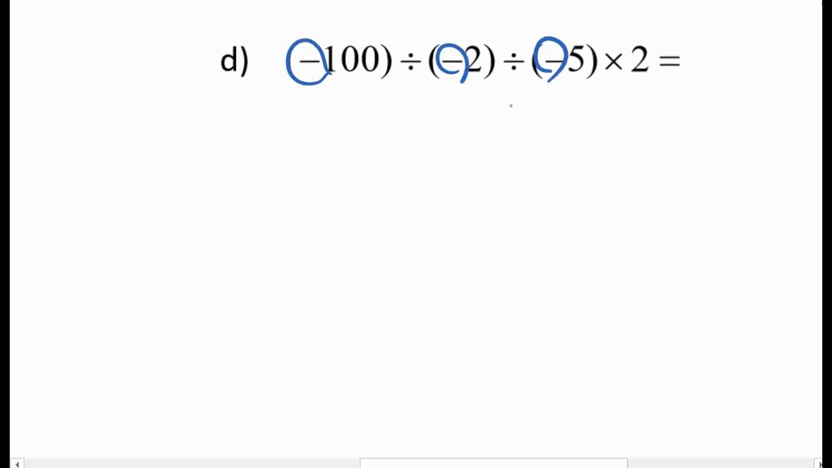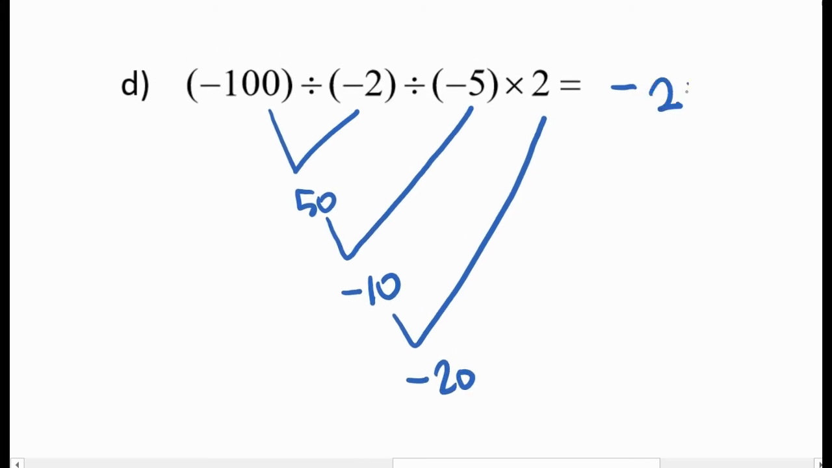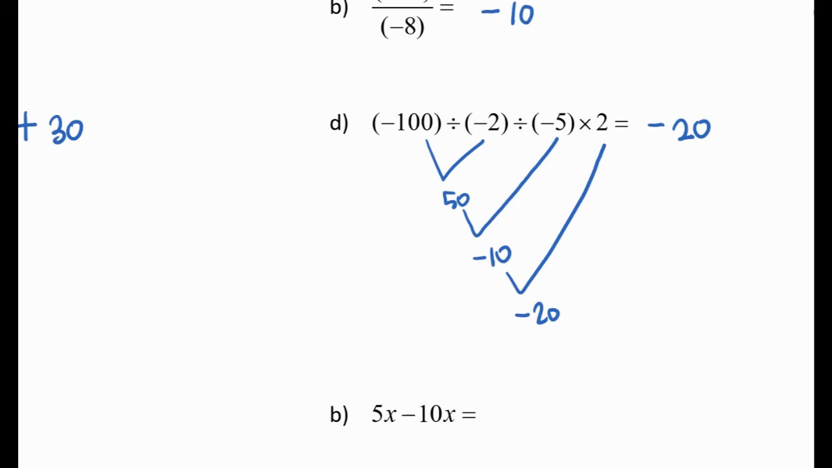1, 2, 3 negatives. That is negative. Let's do it. Negative 100 divided by negative 2 is positive 50. And positive 50 divided by negative 5 is negative 10. And negative 10 times 2 is negative 20. So the answer is negative 20.